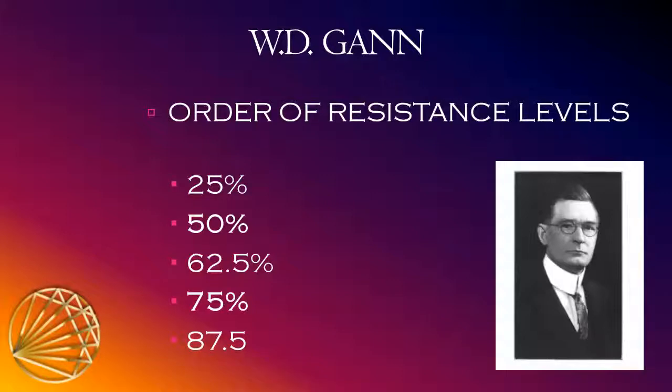Notice that Gann places emphasis on both the 50% level and the 75% level. We'll be revisiting Gann here in a moment and looking at these numbers again. But in the meantime, let's talk about another person that used retracements, and his name was R.N. Elliott.